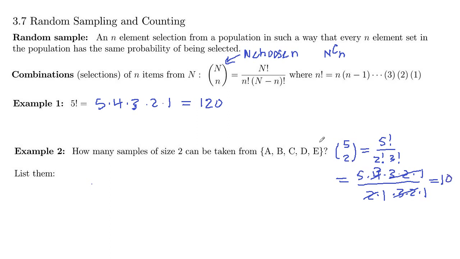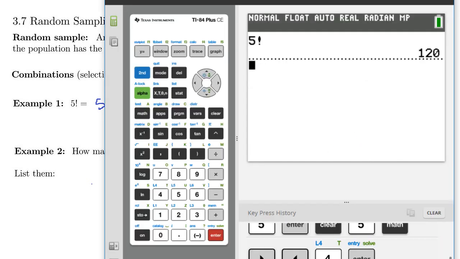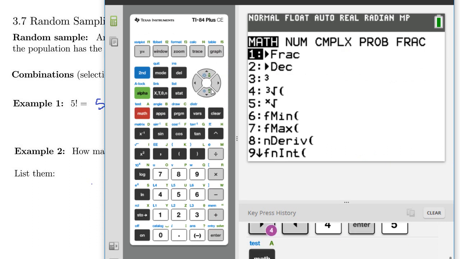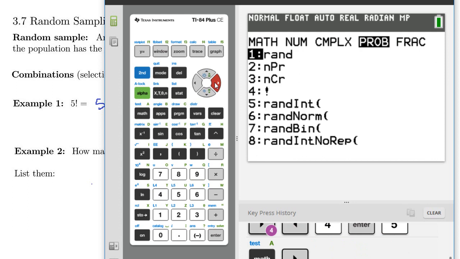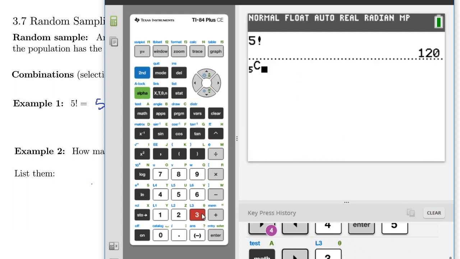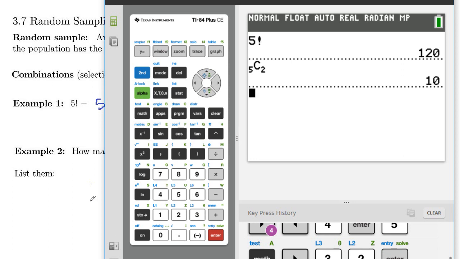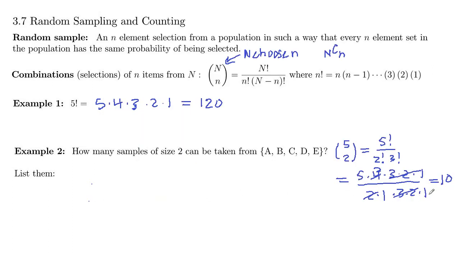And we can also do this on the calculator. So you first put in the 5, go to the math menu, probability, and then number 3, nCr, and then you put the 2 down in that lower box. So 5 choose 2, and there's our 10. So again, this is 5C2, combinations or selections of 2 from a total of 5.